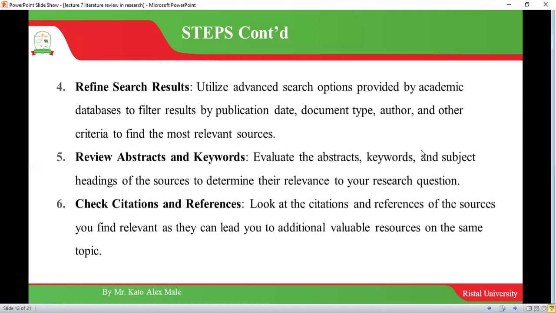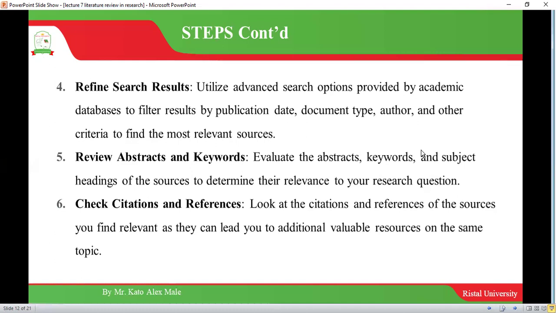Perhaps you might be knowing a certain author. We're going to see how you can also search by any author. You might be knowing a certain author, and you just type in his or her name and you provide the data, and they provide you articles that the author has written. You get it? And then step 5, review abstracts and keywords.